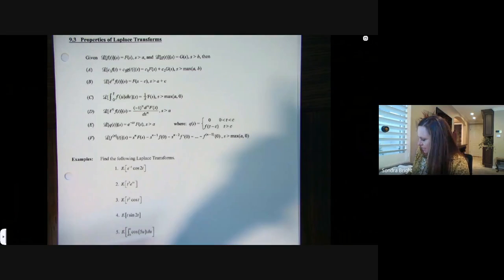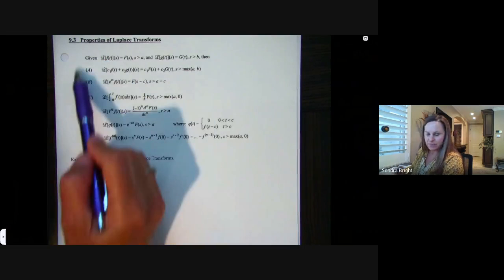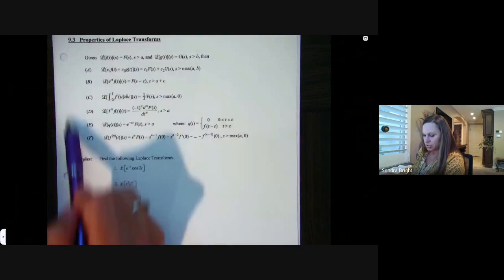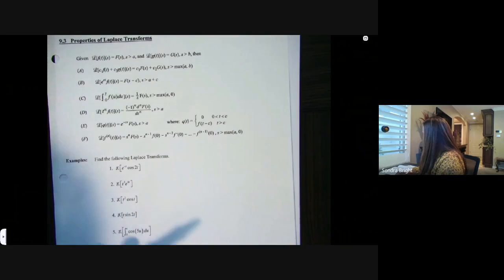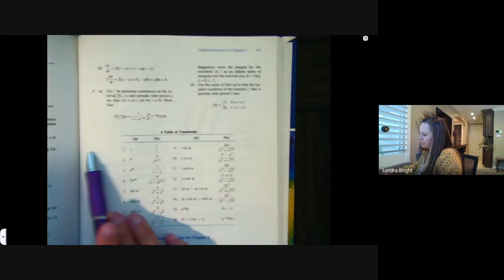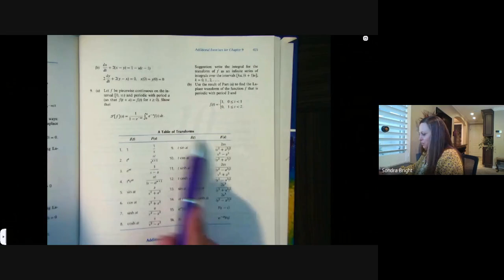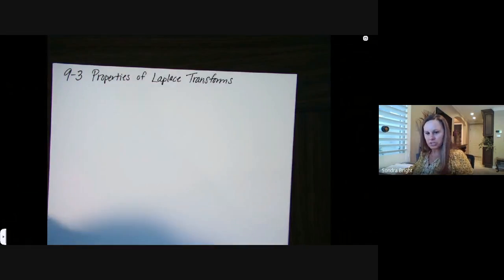Okay, so let's do these. You want to have these on your little cheat sheet for the final. We're going to find the Laplace transforms of these. Your textbook also has a list of Laplace transforms. Let's show you that too. If you want just a cheat sheet, this is page 435. You've got a table of transforms that you could refer to. That'll be a good thing to put on your cheat sheet as well.